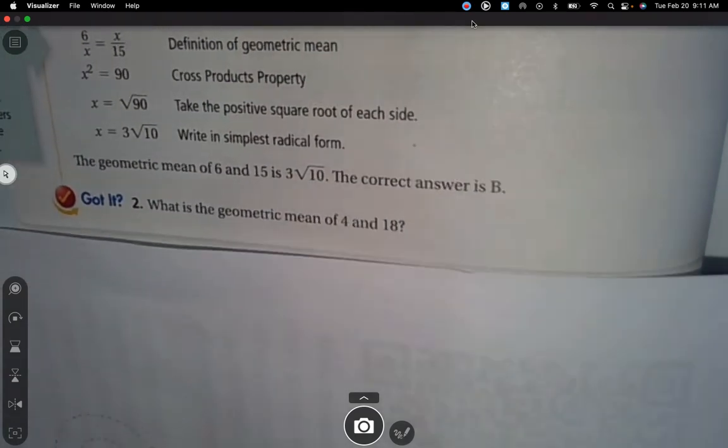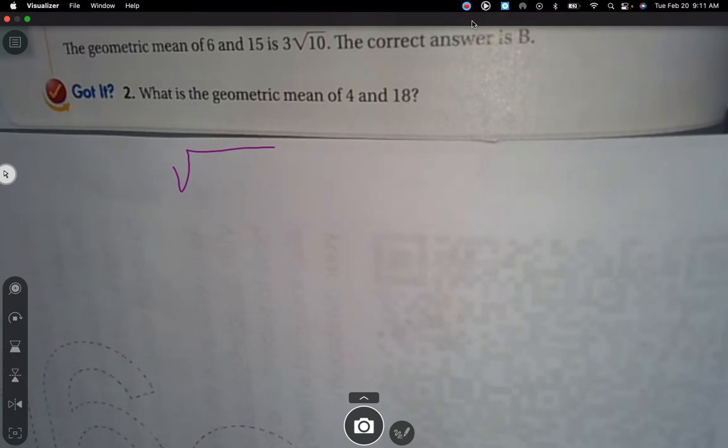All right, this one. What's the geometric mean of 4 and 18? What's the easiest way to do that, y'all? Just multiply them and take the square root. So what is 4 times 18? Let's find out. 72. Now, do y'all think that's our answer? No, sadly it's not.